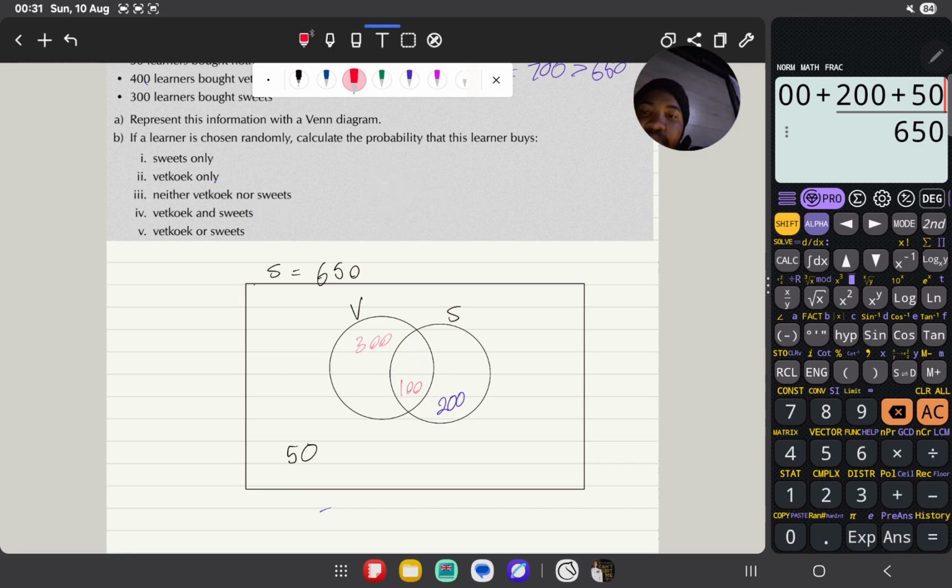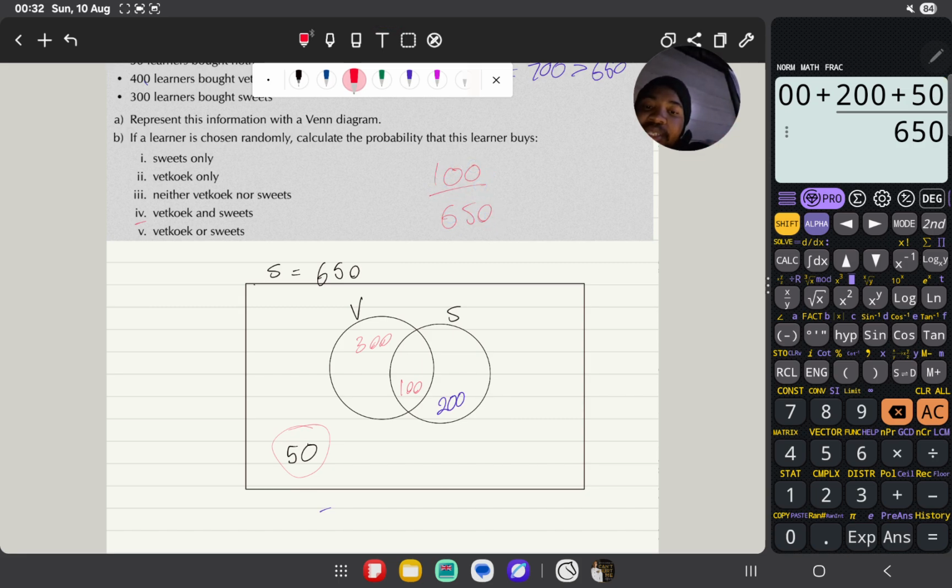Cool. Now they say neither fat cooks nor sweets. So this person bought no fat cooks, they bought no sweets, and here's the value outside there, which is 50 over 650. You see? Cool. Here they're asking fat cooks and sweets. So these are the people who bought both, and the number is here in the intersection. So that is 100 over 650.